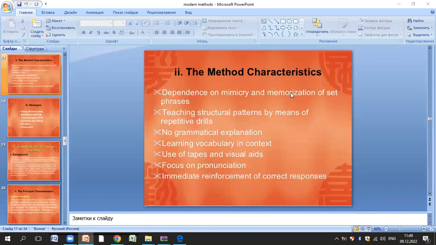The method's characteristics: dependence on mimicry and memorization of set phrases. Teaching structural patterns by means of repetitive drills. No grammatical explanation. Learning vocabulary in context. Use of tapes and visual aids. Focus on pronunciation.